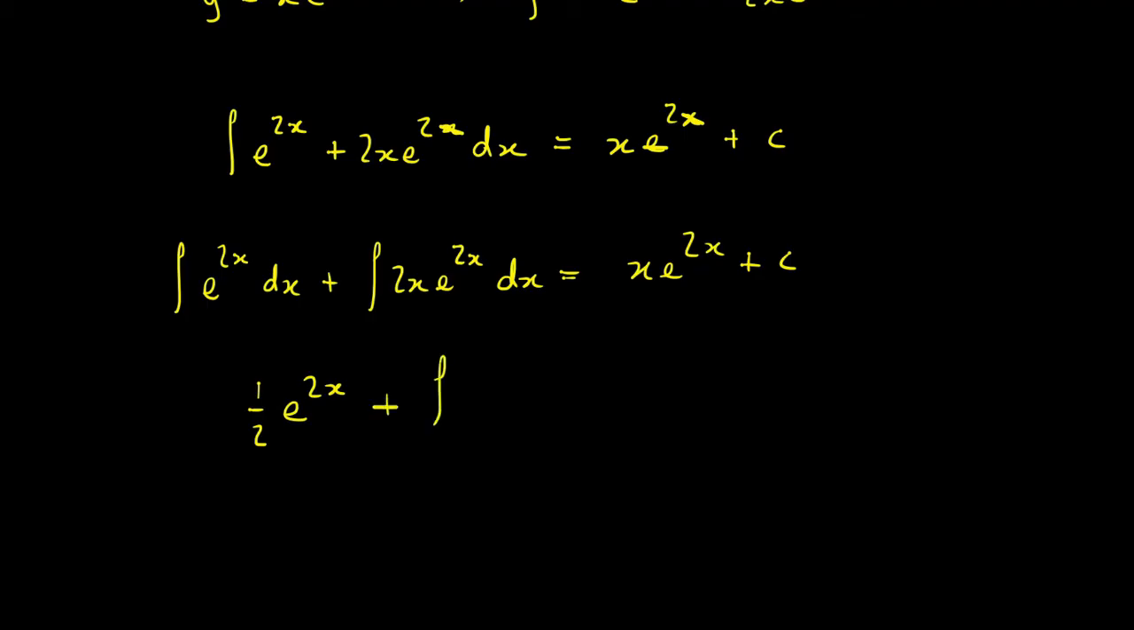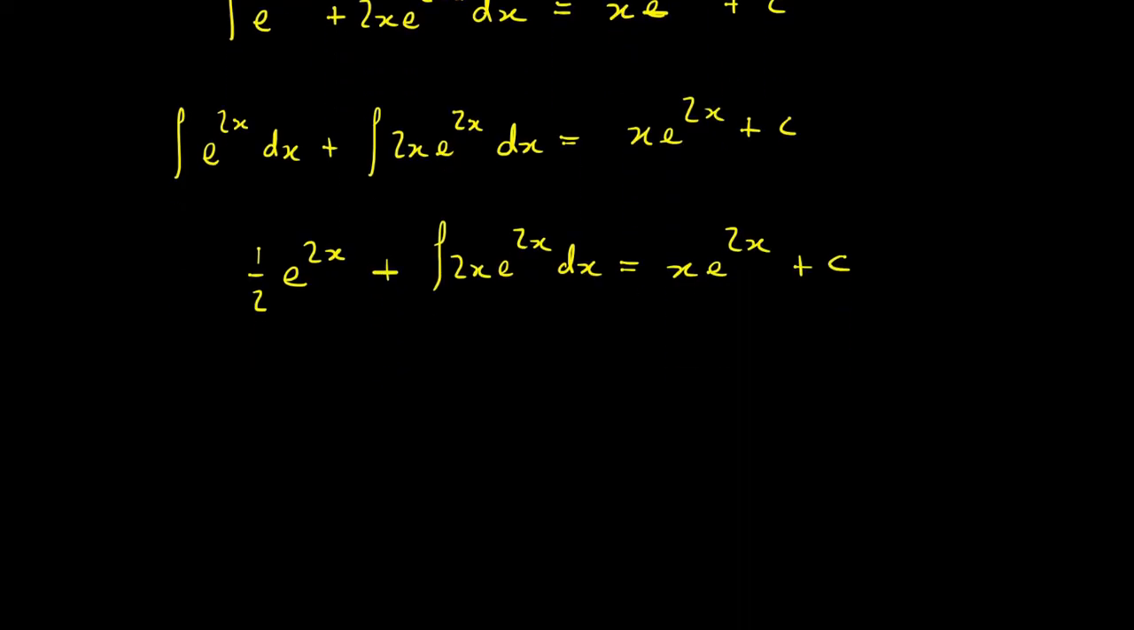Okay, so plus here, the integral of 2x e to the 2x dx is equal to x e to the 2x plus c. Well, then all I've got to do is I've got to bring that other term here, got to bring that over to the right-hand side. So that's what I'm going to do. So in the end, we've got the integral of 2x e to the 2x dx is equal to x e to the 2x minus a half e to the 2x plus c.